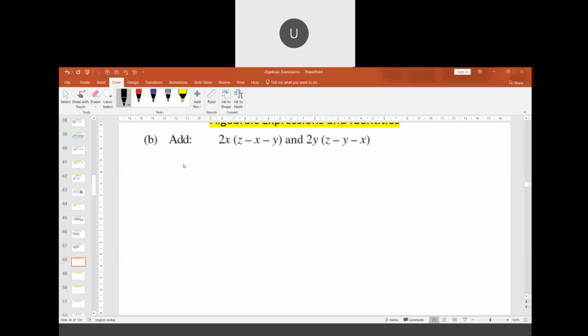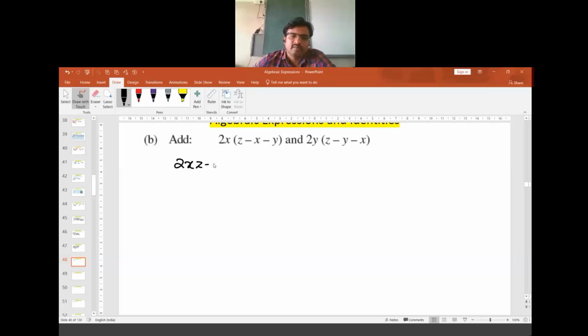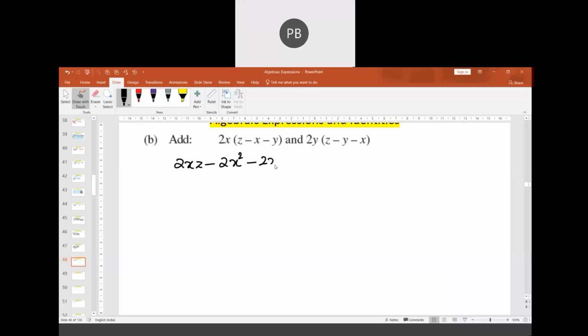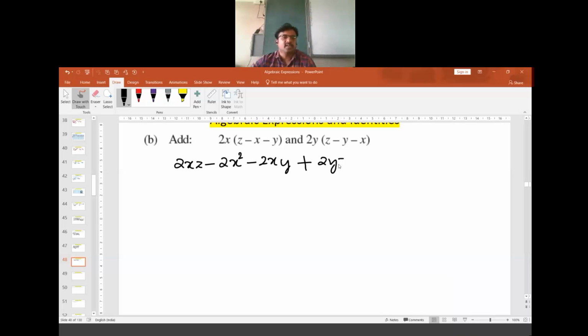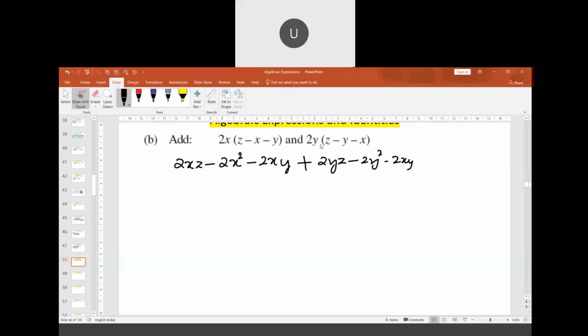2x when multiplied to x plus z, we get 2x square plus 2xz. That's it. 2xz minus 2x square minus 2xy. Plus this should be 2yz added to 2yz minus 2y square minus 2xy minus 2yz. Or minus 2xy. Is it correct? Yes, sir.